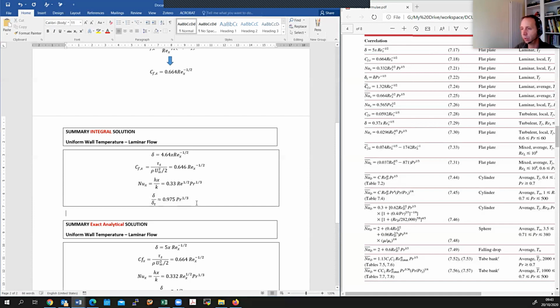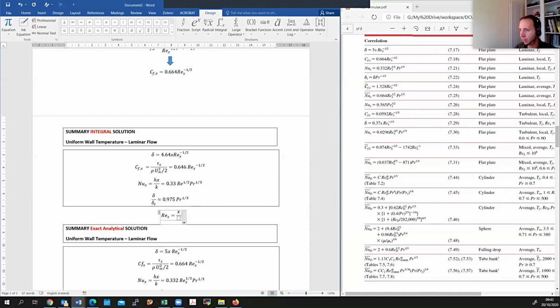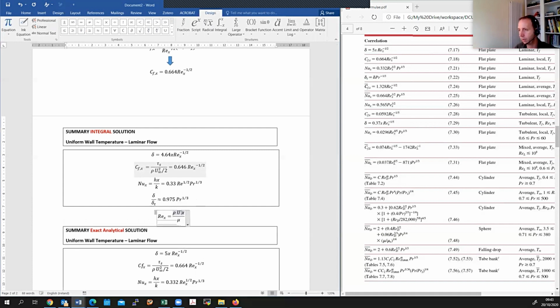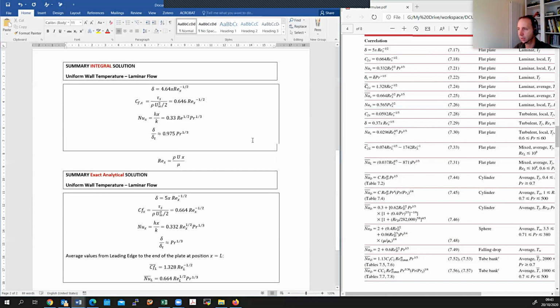So what's the Reynolds number? It obviously appears everywhere. If the characteristic length is X, then you use it as the length in the definition of the Reynolds number. You have mu, you have rho, the density of the fluid, and you've got the characteristic velocity of your flow. Okay, so this is the Reynolds number where you've used X as the characteristic length.